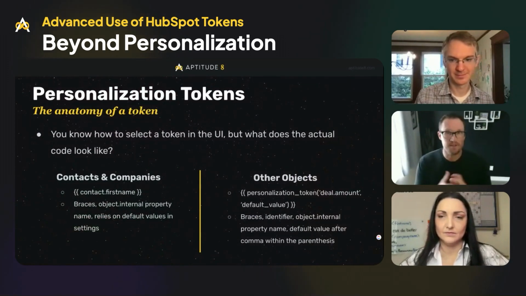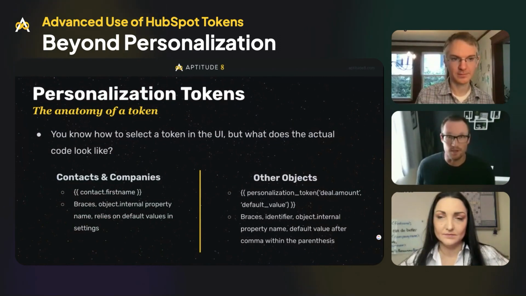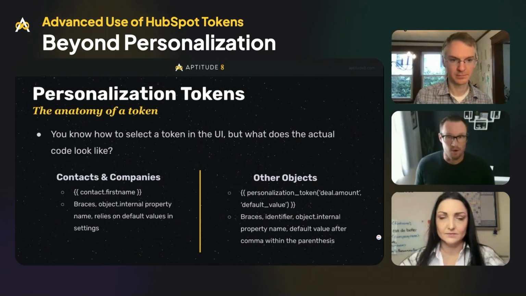Obviously we all know, and I would imagine that most of us are pretty adept HubSpot users, how to select the token in the UI, right? Click the personalize piece, use a little modal window to select the token, select an object, select the token. But what does that code actually look like?